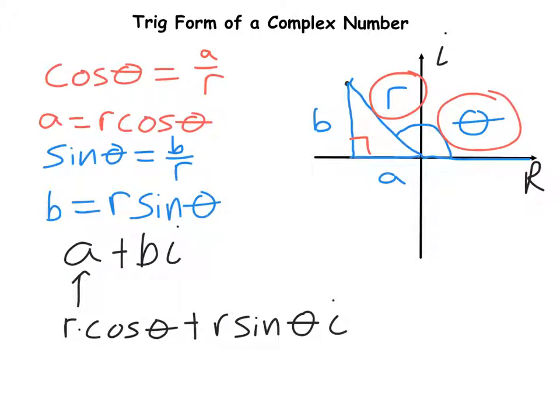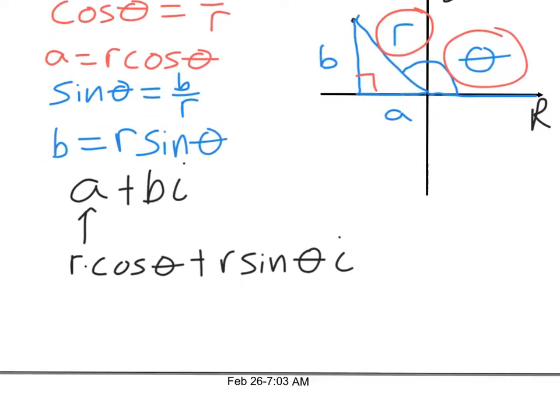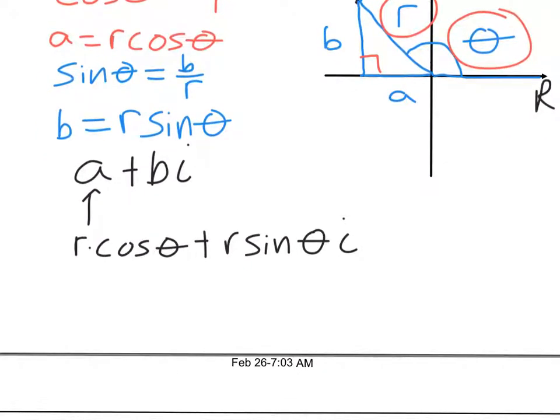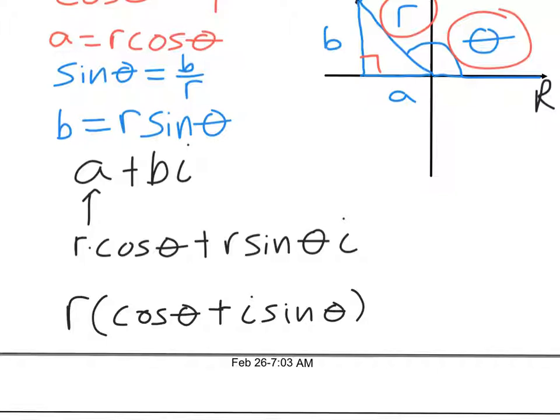That's typically not how you're going to see the number written, because notice how we're writing r twice. It's not real common to see that. You'll usually see r once out front, and then you will see cosine theta plus, and then they switch the i to be in front of sine, i sine theta. Okay? So that's typically what you're going to see when you're talking about the trig form of a complex number.